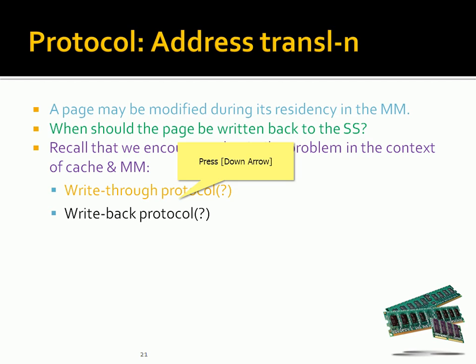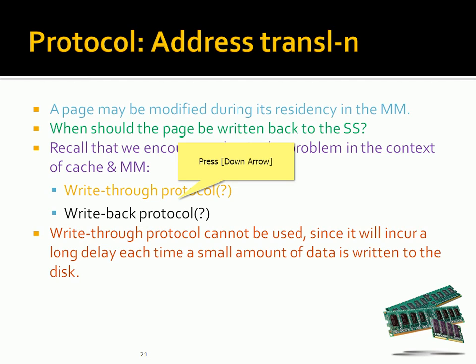Write back policy or write back protocol postpones providing the copy to the intermediate devices, such as the main memory. Only to the one who requested, especially the processor, will you provide that copy, and providing the copy to the remaining devices will be postponed. That is the write back protocol. The write through protocol cannot be used since it will incur long delay. It gives a copy to everybody, so each time a small amount of data is written to the disk.